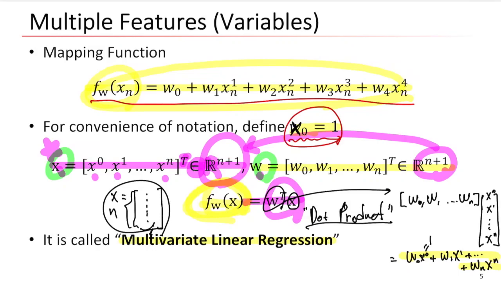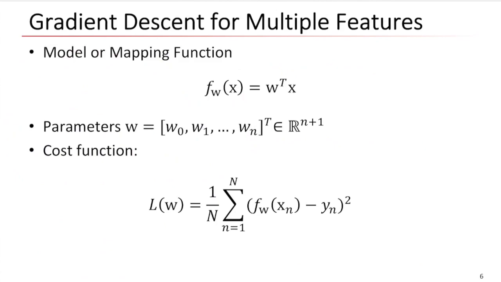Okay, so this is a multivariable linear regression problem. Then how can we solve this linear regression problem in a multivariable setting? As we discussed in the previous slide, we can define the model, or the mapping function, of this multi-feature linear regression problem like this, with the parameter vector w and the input variable x.